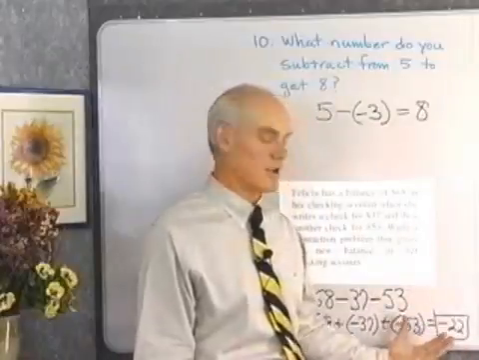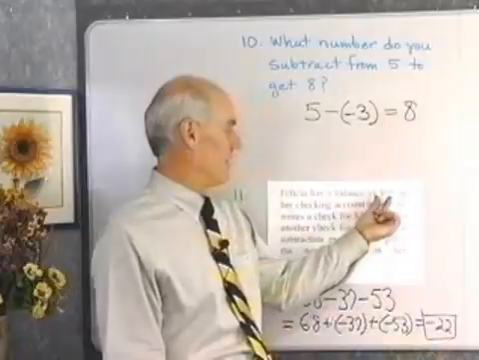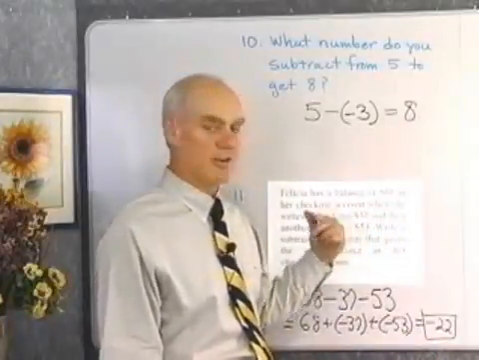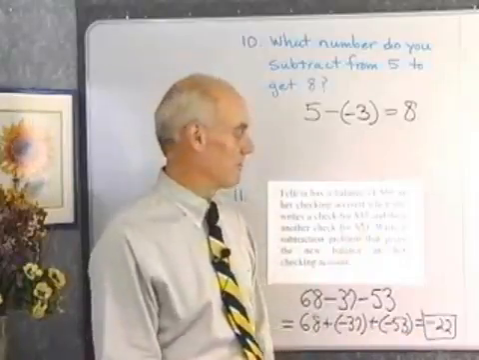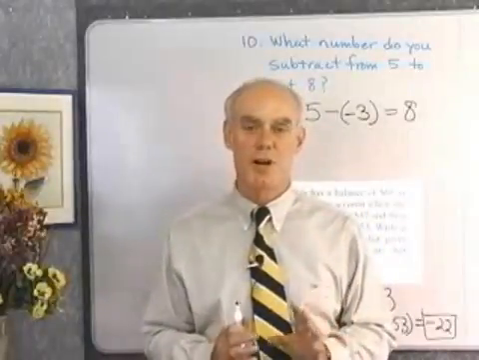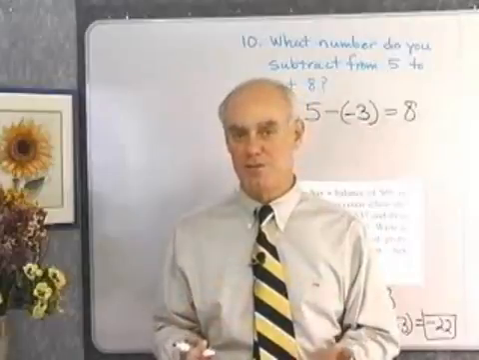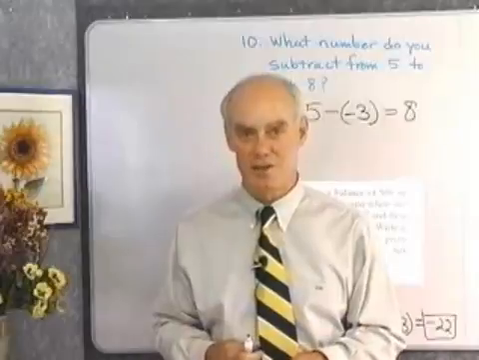So you see, this is a realistic application of subtraction with negative numbers. If you have a balance in your checkbook of $68, you write a check for $37, another check for $53, you're going to end up with a negative number for the balance in your checkbook. So what you want to do with subtraction of positive and negative numbers is just work enough problems so that you see that subtraction is addition of the opposite, and you find yourself thinking in terms of addition even when you're doing subtraction, and you're consistently getting correct answers.